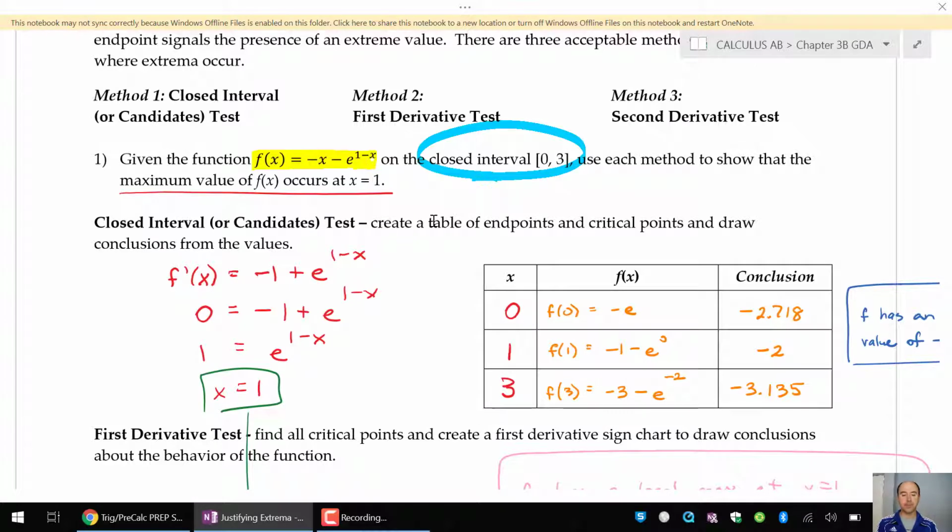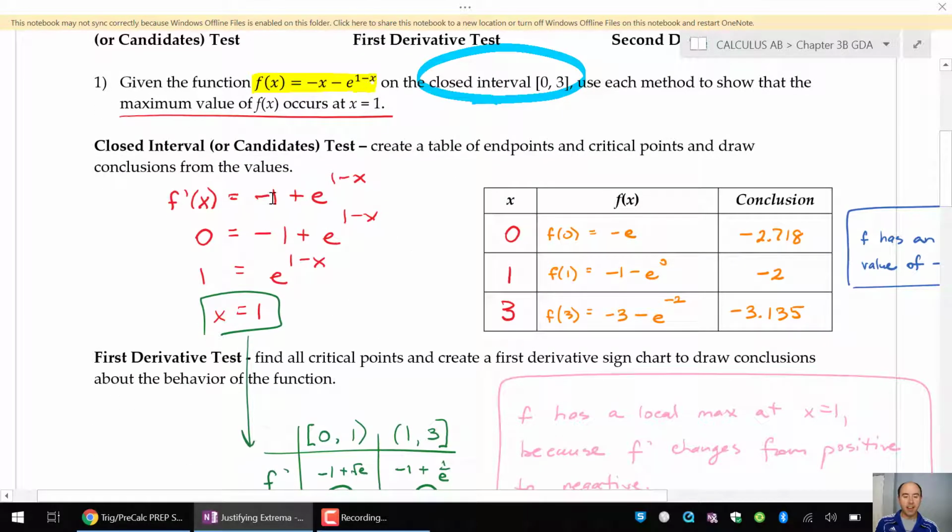So when in doubt, we're going to take a derivative and set it equal to 0 so that I can find critical points. And I did that here with f prime of x. I set that equal to 0 and found one critical point, x equals 1. So in my candidates test table, I have the endpoints of 0 and 3. I'm going to also add that critical point of 1. And at that point, I'm just going to look at the function values of all three: f of 0, f of 1, and f of 3.